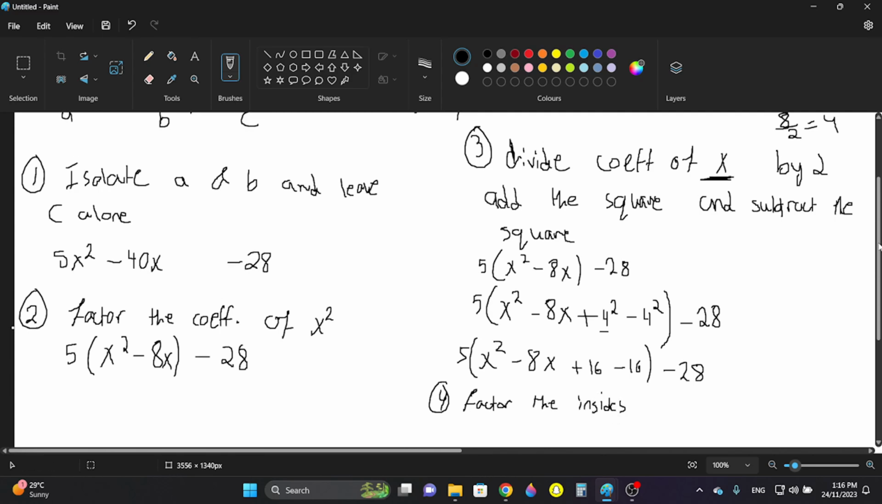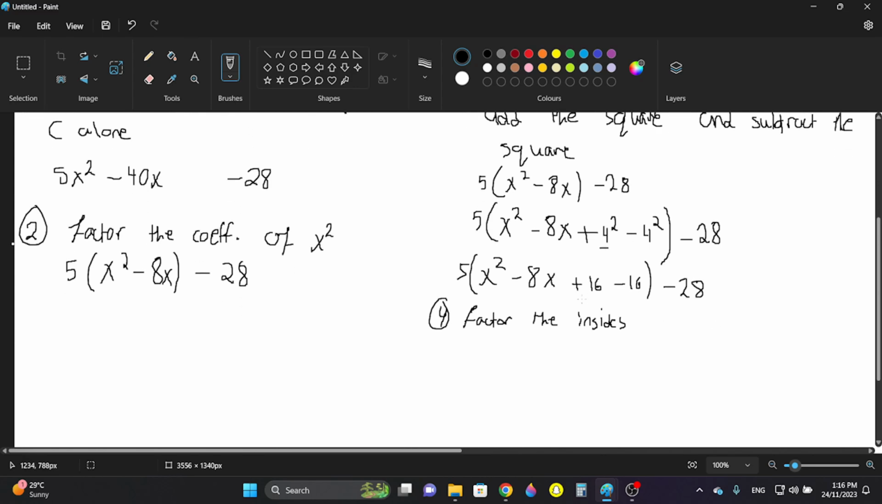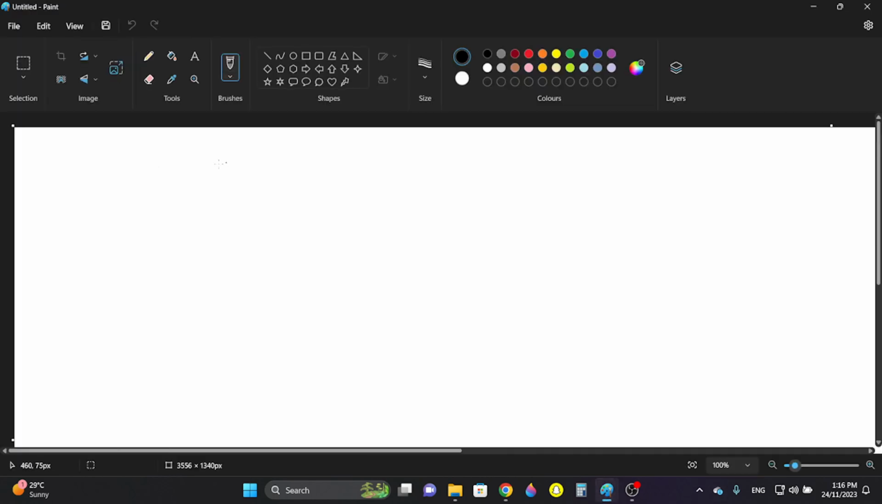Okay, factor the inside. When we took this before, when we had x squared plus 6x plus 9, they would ask you to factor. Some people would do which two numbers when you multiply them you get 9, and the sum of them is 6, which is 3 and 3. Okay, so that's what some people do. But we were also taught a method which is called the square method.